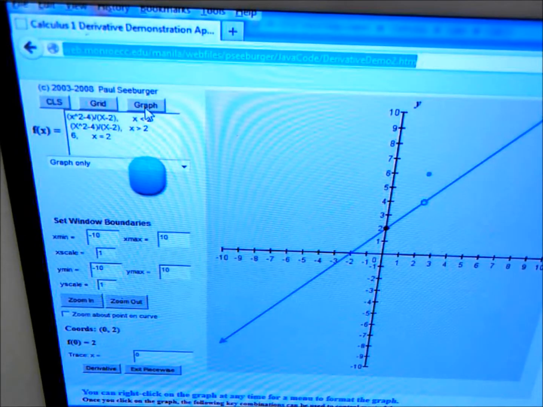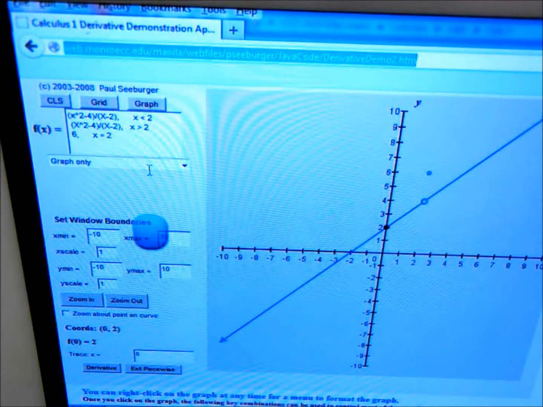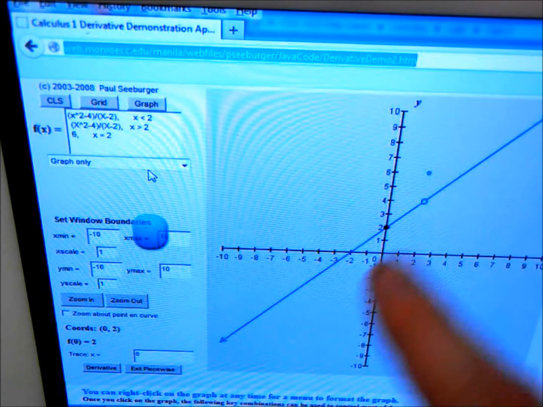Alright, so I had to enter the function a little bit weird because I don't know of a not equal to symbol. So I had to put in what happens when x is less than 2, what happens when x is bigger than 2, what happens when x equals 6. In the picture, you can see what's happening. Well, x squared minus 4 over x minus 2 factors and reduces to be x plus 2. So the x plus 2 is the line that you see. But there's a hole right there.